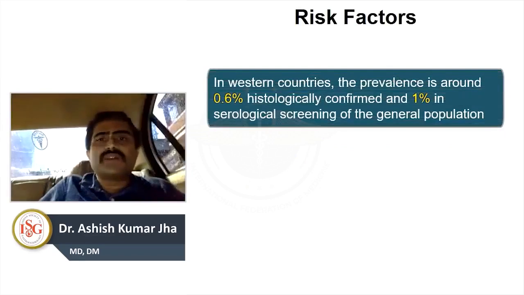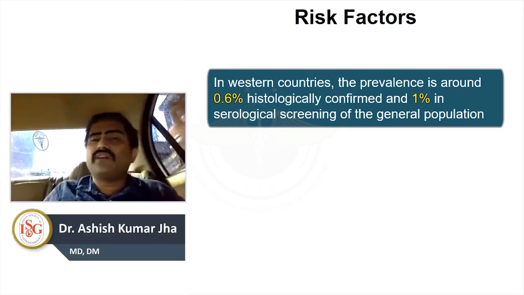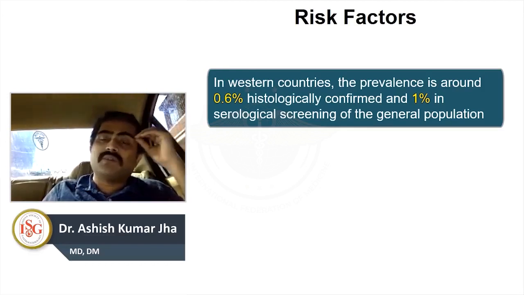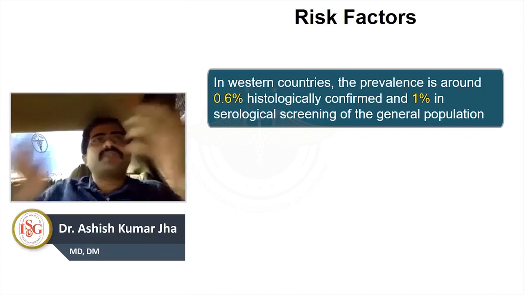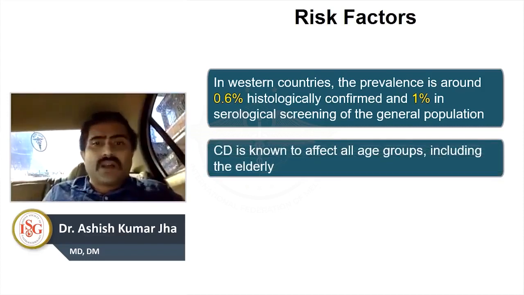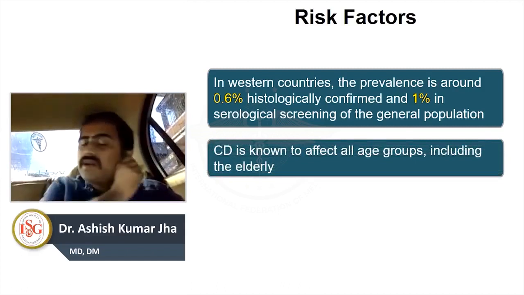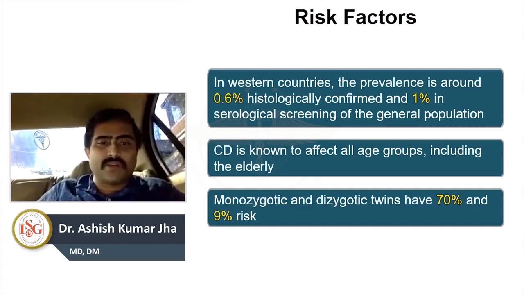In the Western world, prevalence is around 0.6% to 1%. In Indian data it's 1 out of 96. In North Indian data, published by Dr. Makharia et al., it is 1%. Celiac disease is known to affect all age groups, including the elderly. Risk is higher in monozygotic and dizygotic twins.